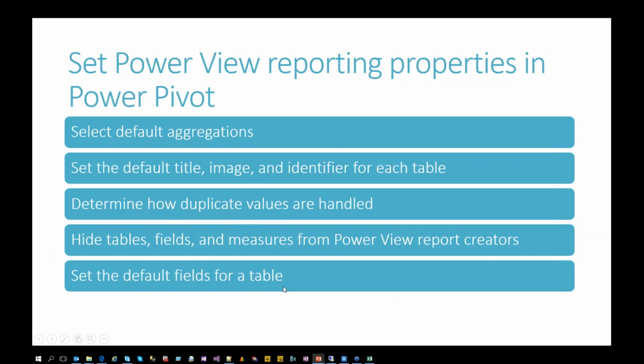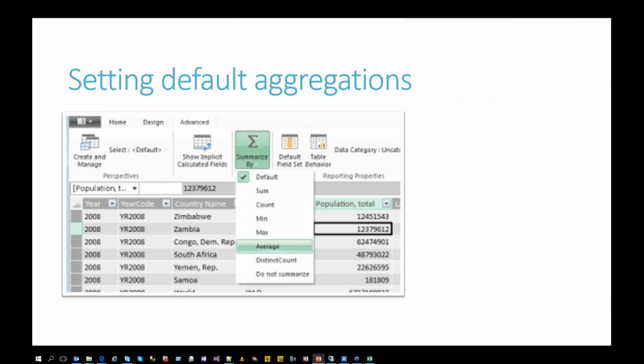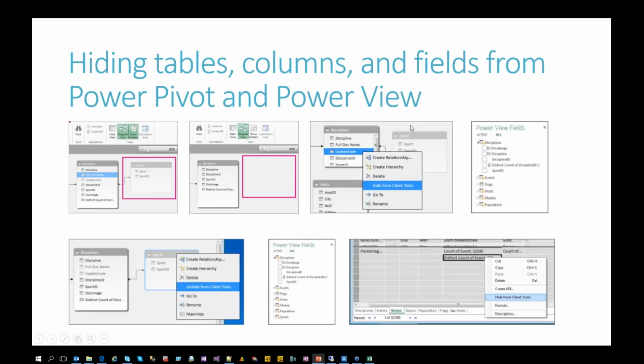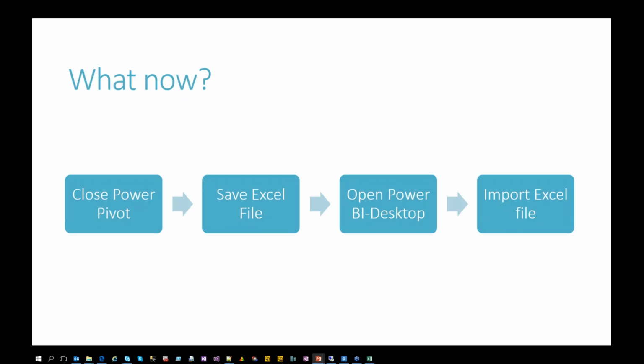So have a look at that. And the default fields for a table, for example. You can also set some default aggregations. You have the Summarize By button on top, so it should be by default summarized as an average, so you don't have to do it manually when you're creating the report. And also have some examples on what happens when you hide a table from the client view or the client tools, and what happens when you hide these fields from the client tools. The idea is to make it as easy as possible for the non-technical end user who might be creating a report.